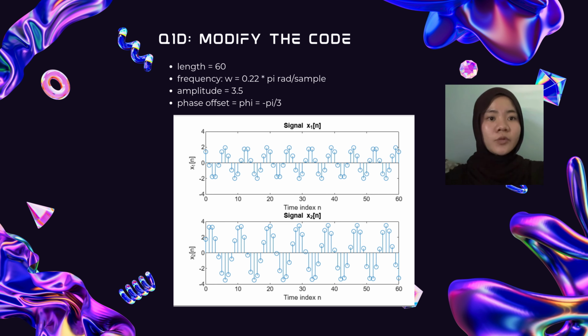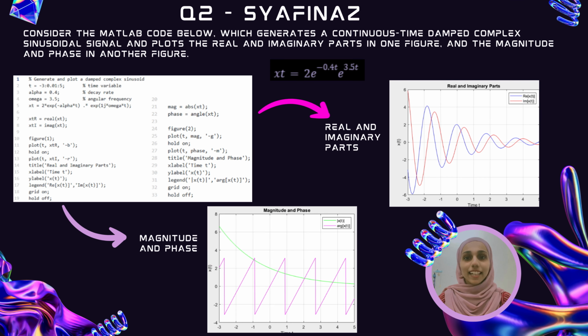Question D, we create the second signal x2[n] with the given parameters: frequency 0.22 pi, amplitude 3.5, and phase negative.